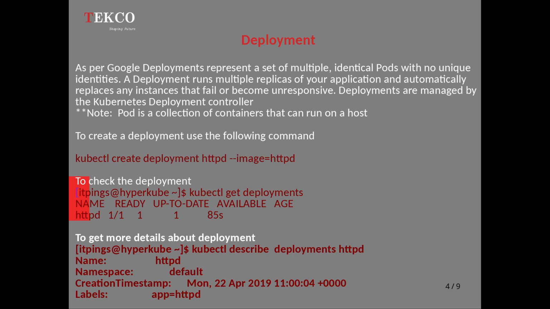Okay. A deployment runs multiple replicas of your application and automatically replaces any instances that fail. This is a very important feature of Kubernetes: if an instance fails, the application instances get replaced automatically. This is the best feature of Kubernetes, and that's why it's very famous. We will take a look at this in our demo. Okay, and now to create a deployment.